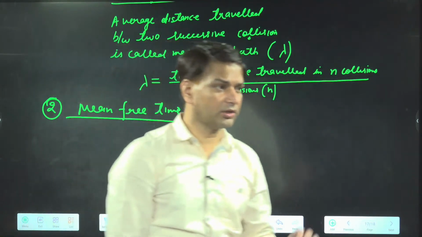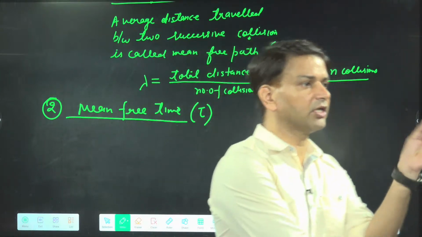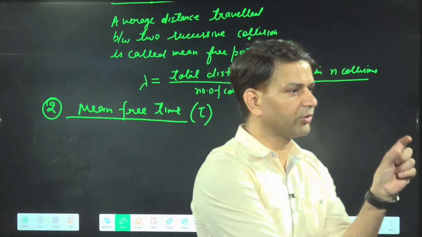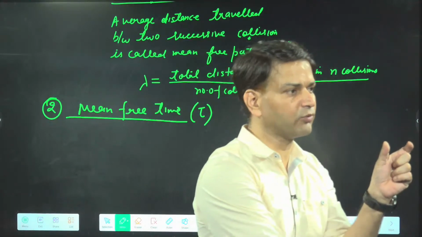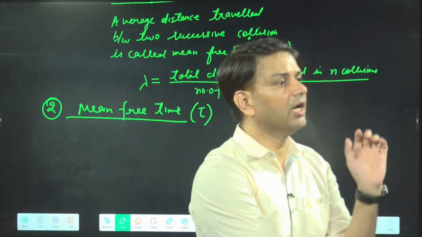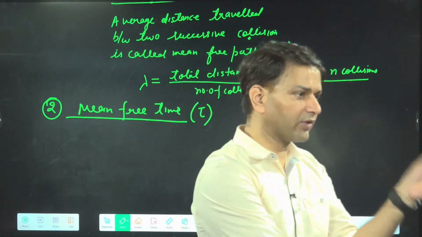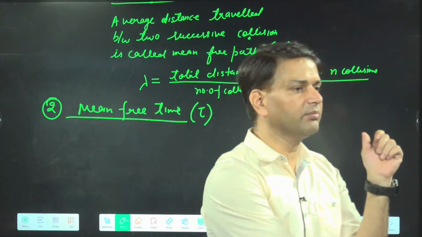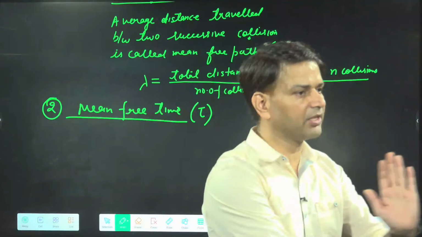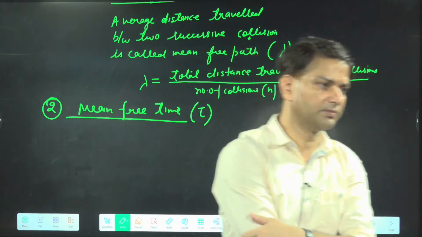Mean free time is the average time between two successive collisions. So average distance between two successive collisions is the mean free path, and average time between two successive collisions is the mean free time. It means at that time it is free, it is not colliding with anyone.